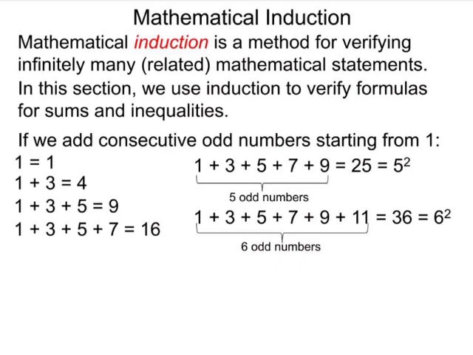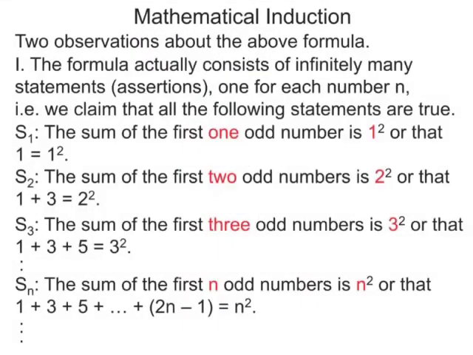And sa baba naman, 1 plus 3 plus 5 plus 7 plus 9 plus 11 is equal to 36. So, 6 na odd numbers yan. So, ang 36 is equal din siya sa 6 squared. So, two observations about the above formula. First, the formula actually consists of infinitely many statements or assertions, one for each number n. So, we claim that all the following statements are true.